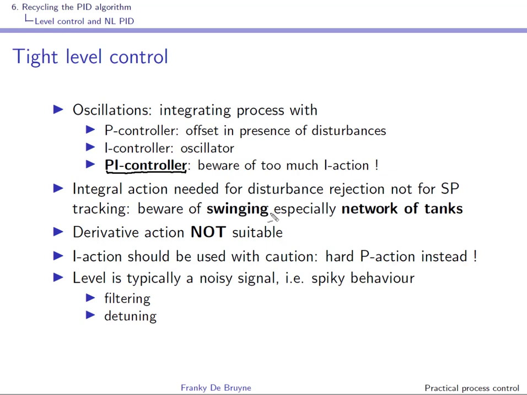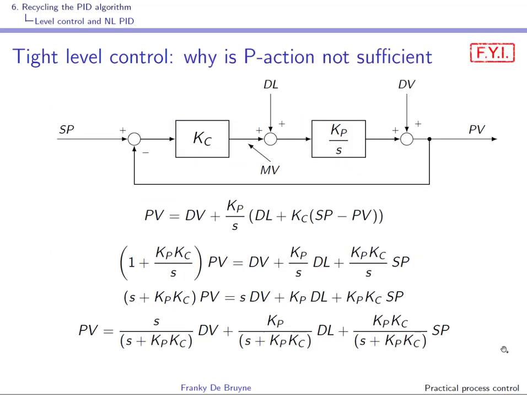As I said before, beware of oscillations, especially if you have several tanks in series. Do not use derivative action, and again, integrating action should be used with caution. Level is typically a noisy signal, so you'll have a kind of spiky behavior. So what you can do is detuning, so tune the controller less aggressively, but of course the preferred solution is to use filtering of the level signal. The next two slides are for your information only.